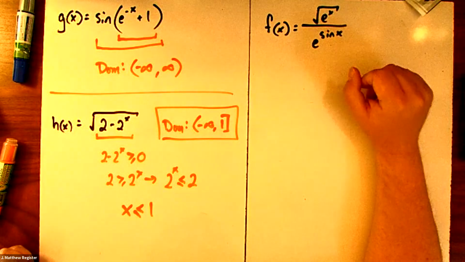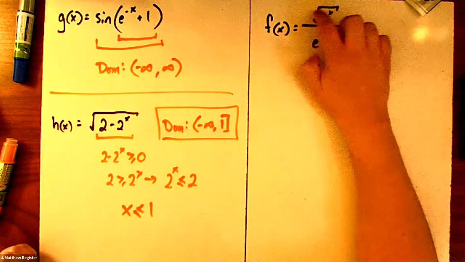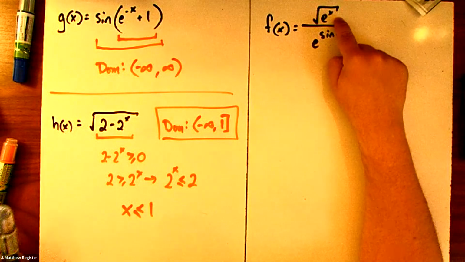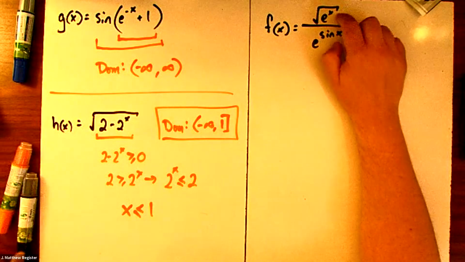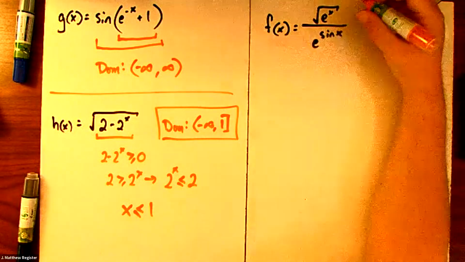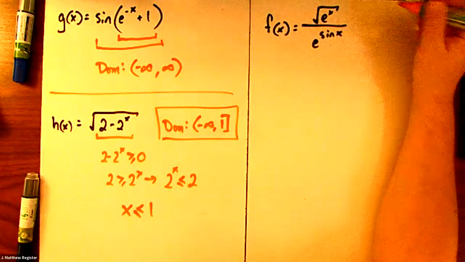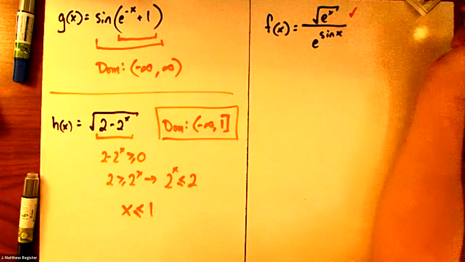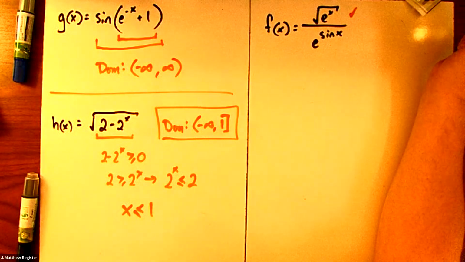And looking at the numerator, we have a square root, and we know that we're only allowed to take the square root of a positive number. And that's not a problem here because e to the x is always going to be a positive number. And so no issues there.